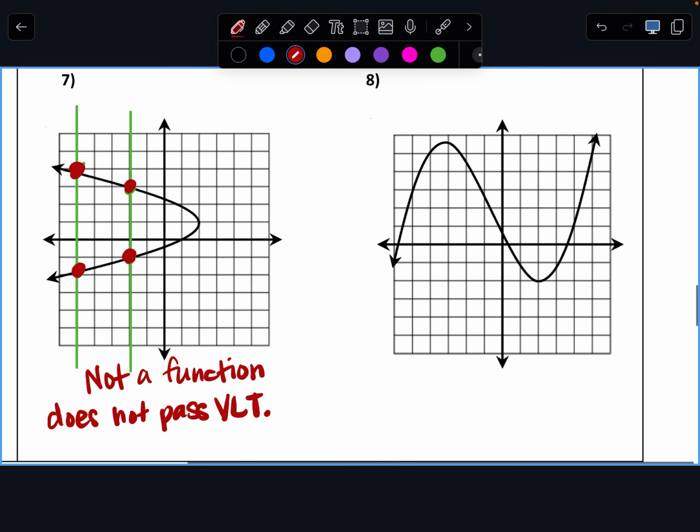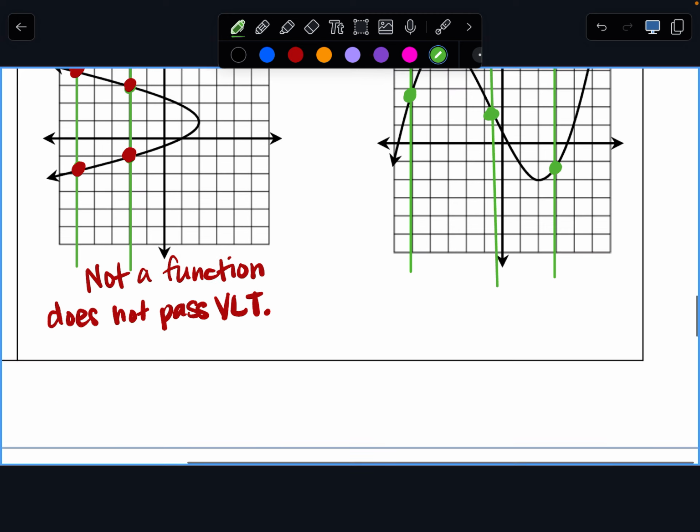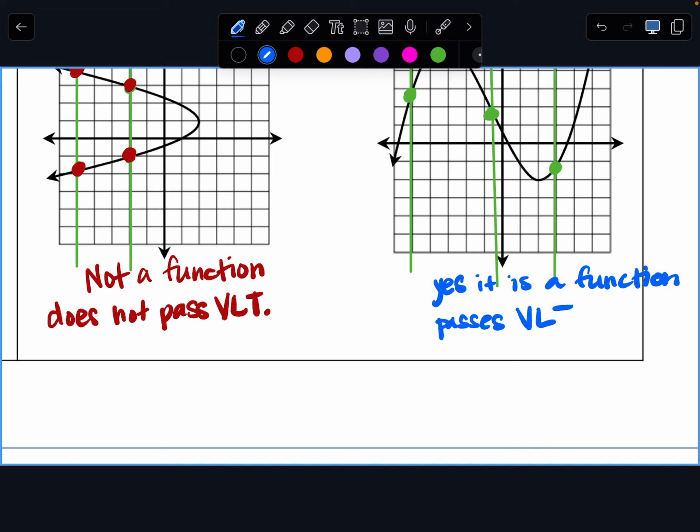Now let's look at number 8. I can draw a vertical line anywhere, and it's only going to cross the graph once. So here, and here, and here. Any vertical line I draw is only going to pass that graph one time. So yes, it is a function. It passes the vertical line test.